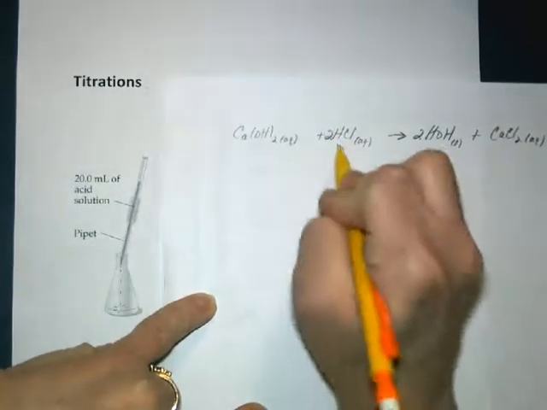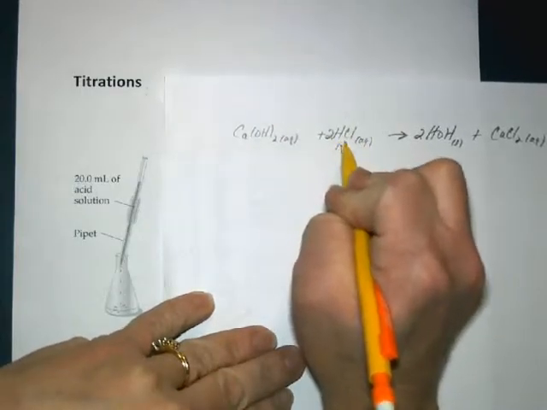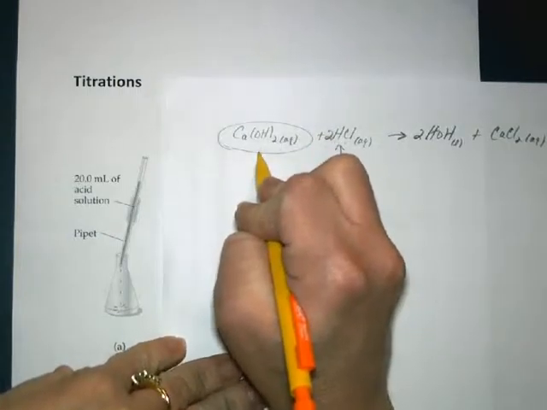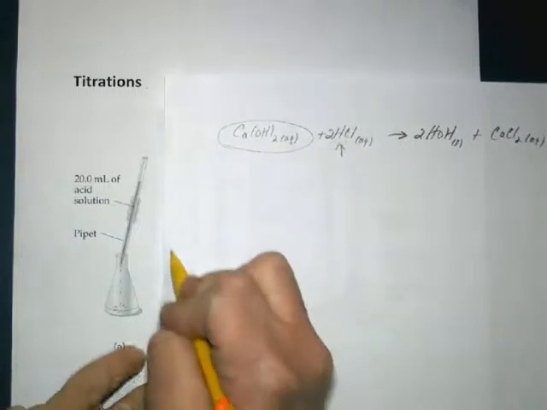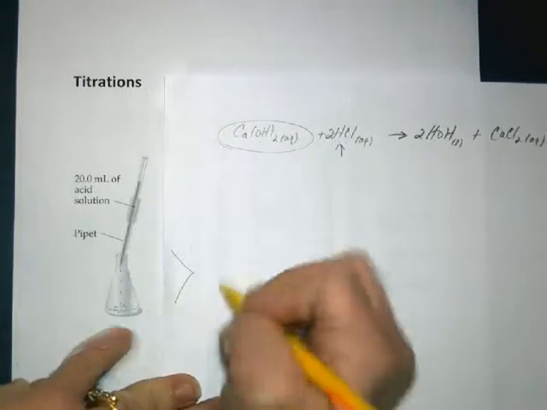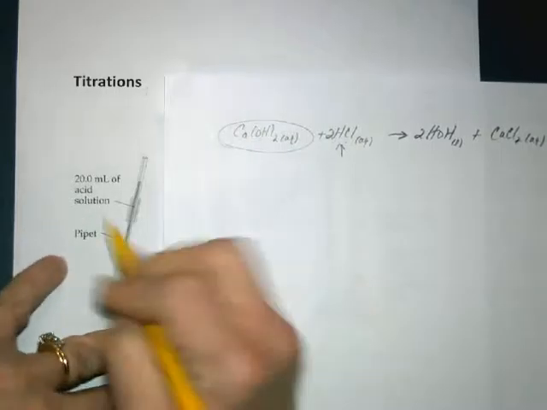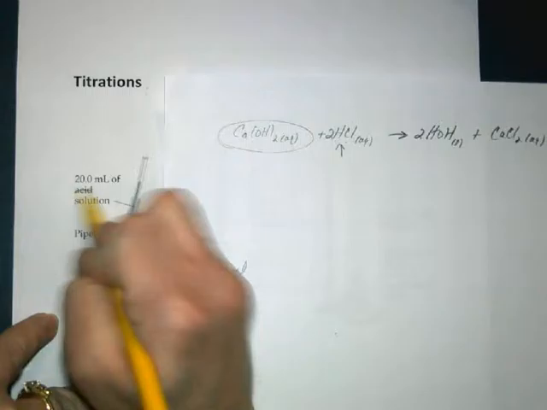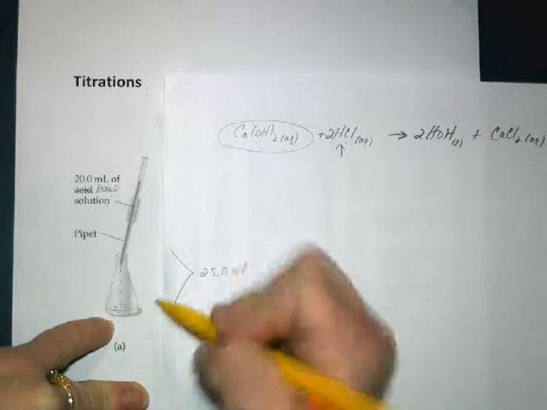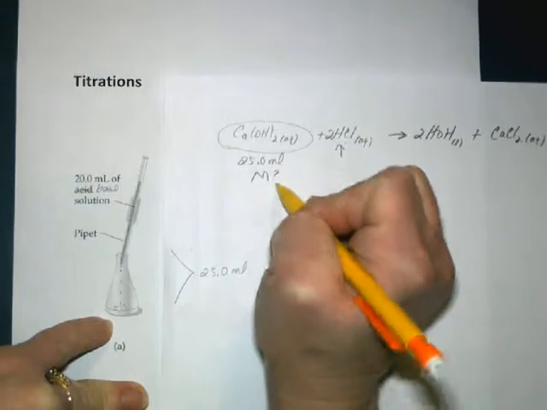What we can do is react a known concentration of hydrochloric acid with the calcium hydroxide in order to find out its concentration. Usually, the unknown is placed into a flask or a beaker, and we will know the volume of it, let's say 20 milliliters. Now here it has acid, but let's pretend that it's base. And we've added it into our Erlenmeyer, so we know the volume, but we do not know the concentration.